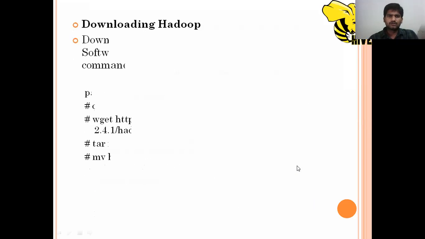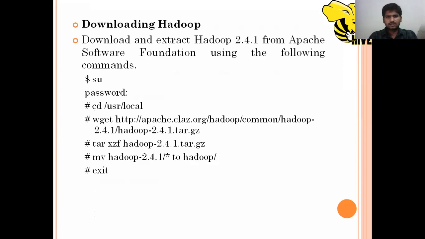So how to download and extract Hadoop 2.4.1 from the Apache Software Foundation using the following commands. Use the same password, then cd to local user and local. We are directly running through the command prompt itself. We are going to get access to the network and download it. Here we are going to get this URL, http://clz.org Hadoop common Hadoop 2.4.1, the Hadoop tar file that we are going to download.